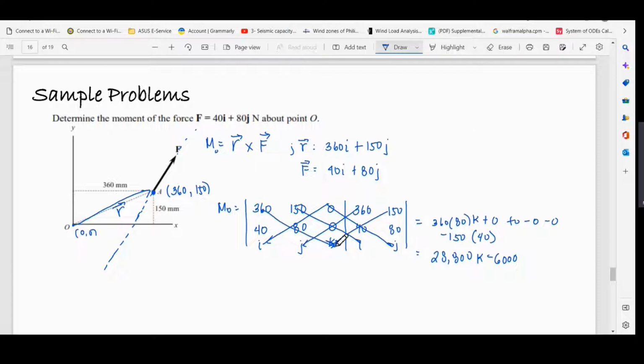150 multiplied by 40 multiplied by k. This is also k. Therefore, this is equal to 22,800k. Diba? 22,800k. Therefore, the moment is equal to 22,800k Newton millimeter. This will be the final answer.